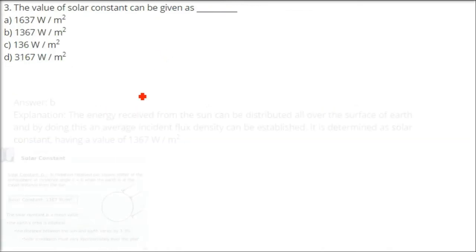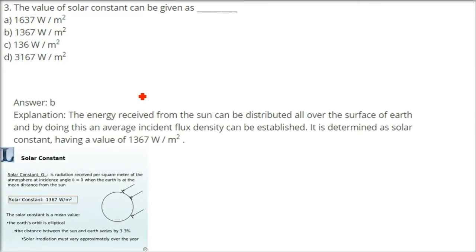The value of the solar constant: the answer is 1367 watt per meter square. This is the radiation received per square meter of the atmosphere at incidence angle theta equals 0. We are not talking about one place, because the sun's energy comes directly at some places and at some places it doesn't, mainly in the pole area. So the energy received from the sun is distributed all over the surface of the earth, right? Because we have to take the average.